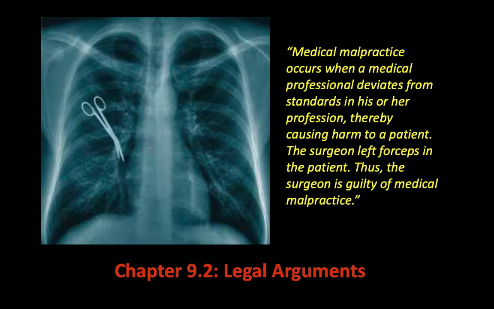We move now to Chapter 9.2 on legal arguments. Here's an example of a legal argument. Medical malpractice occurs when a professional deviates from standards in his or her profession, thereby causing harm to a patient. The surgeon left forceps in the patient, thus the surgeon is guilty of medical malpractice. The conclusion is about a legal issue, that is, whether the person is guilty of malpractice.